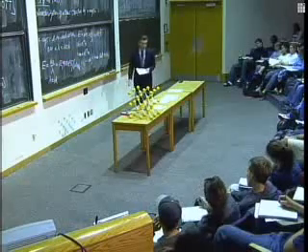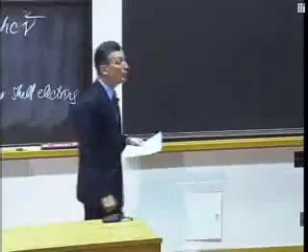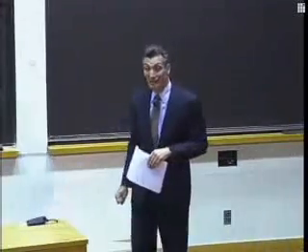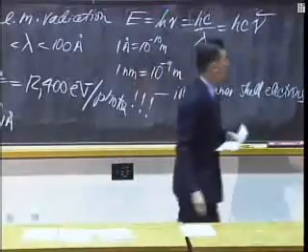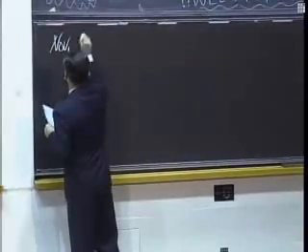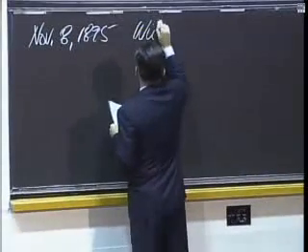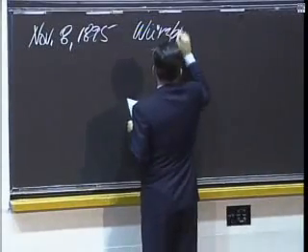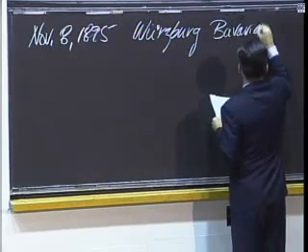Well, I think we have to start with a history lesson. We'll go back to November 8th, 1895. It was a dark and stormy night. Really, it was a dark and stormy night on November 8th, 1895 in Würzburg in Bavaria, which is now part of Germany.